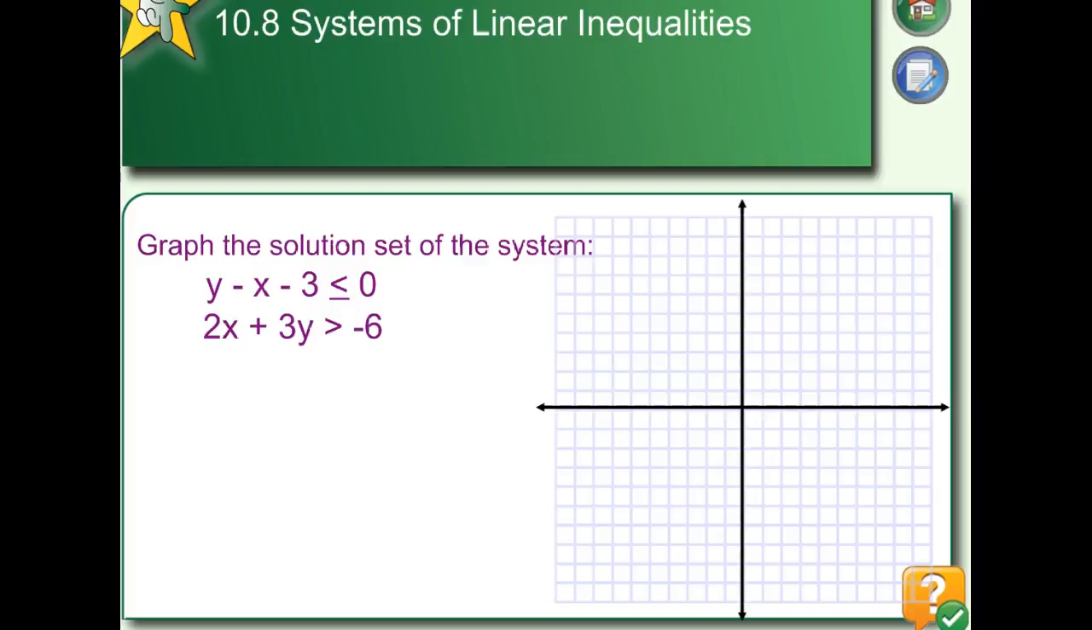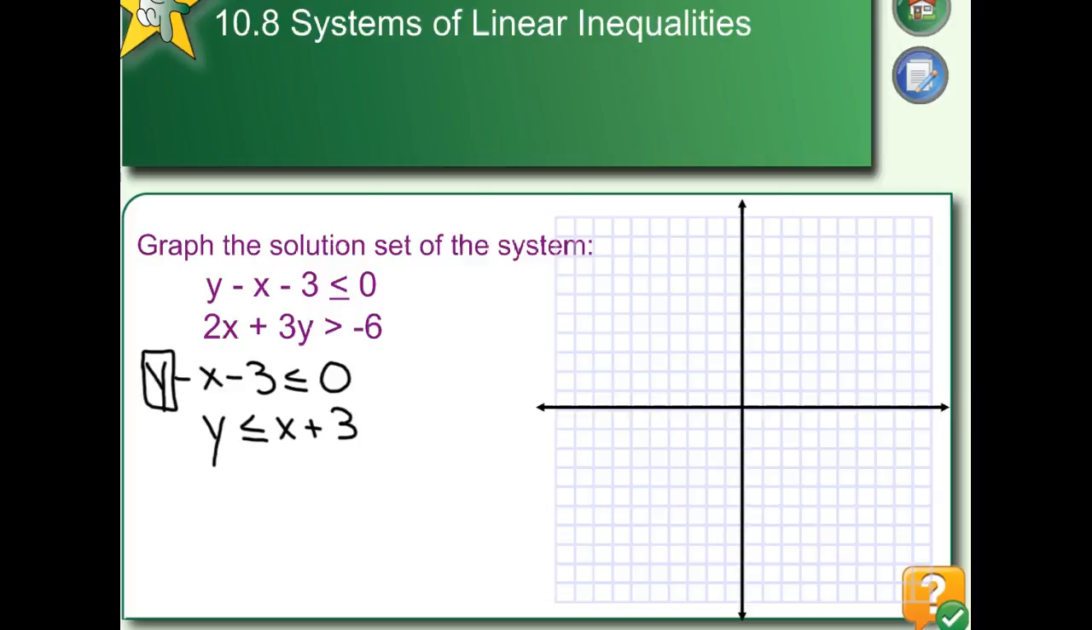Let's look at the first line. We've got y minus x minus 3 is less than or equal to 0. And remember, in order for me to graph a linear inequality correctly, I need to get y alone. It's got to be in slope-intercept form. So we need to add 3 and add x to the other side. So we're going to have y is less than or equal to x plus 3.